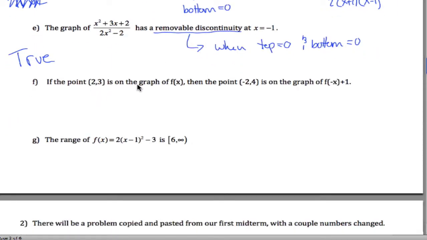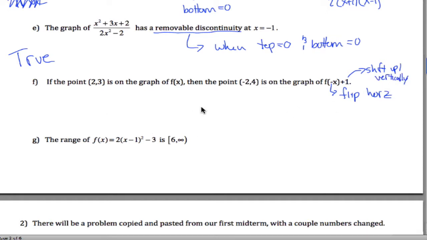If the point 2,3 is on the graph of f of x, then the point -2,4 is on the graph of this mess. Kind of a tricky question. So we have two transformations going on in here. This negative is going to flip horizontally, and this +1 is going to shift up 1 vertically.